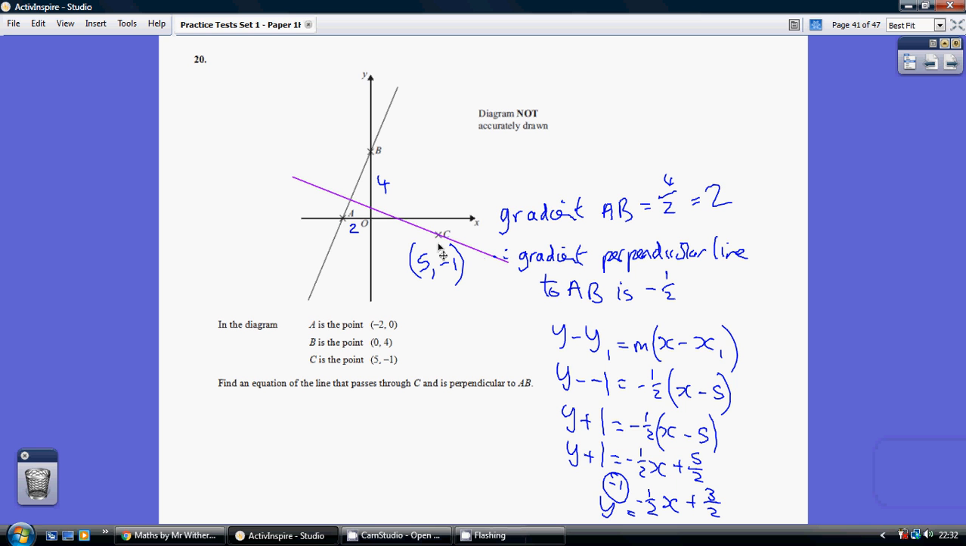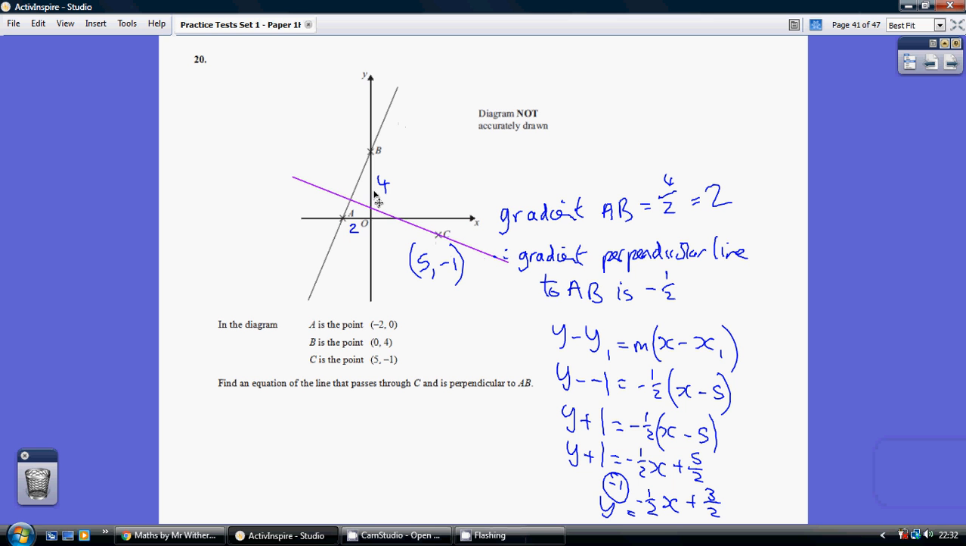So I'm going to need to know two things. I'm going to need to know the coordinates of a point on this purple line, which is clearly C, so that's (5, -1). But I'm also going to need to know the gradient of the purple line. So first things first, I'm going to find out the gradient of the line that passes through AB.